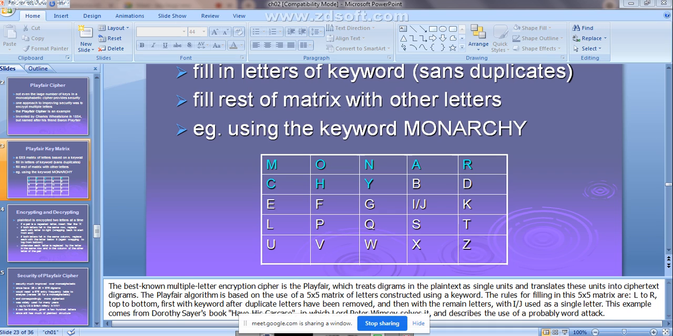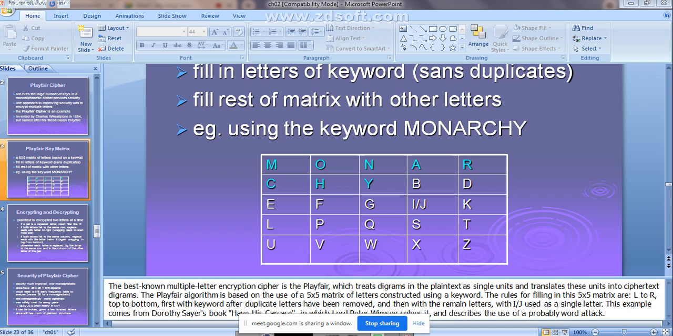I'll tell you how exactly it works. See here. Otherwise, each letter is replaced by the letter in the same row and the column of the other letter of that particular pair. What you have considered, the plain text pair, this rule will be applied.